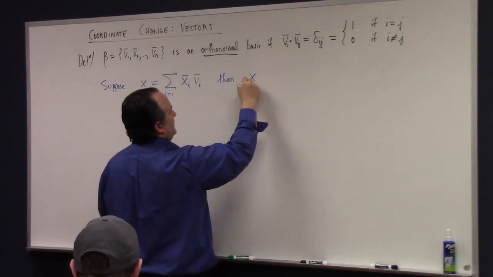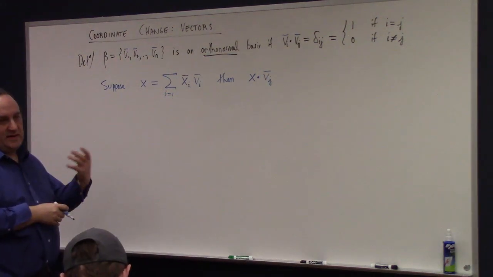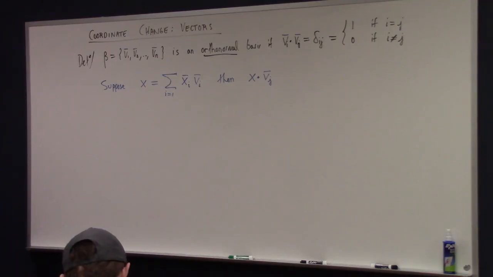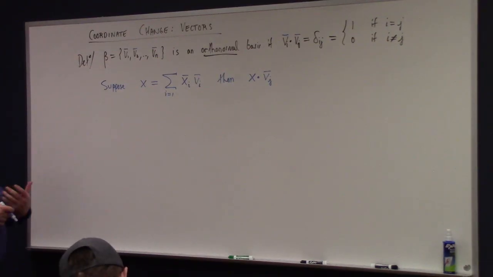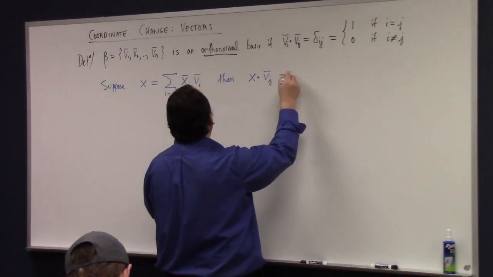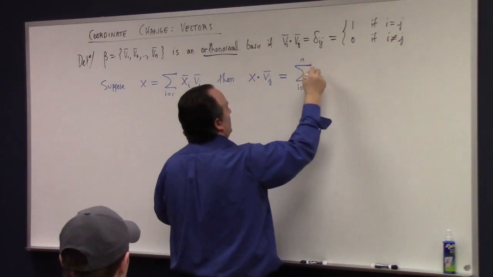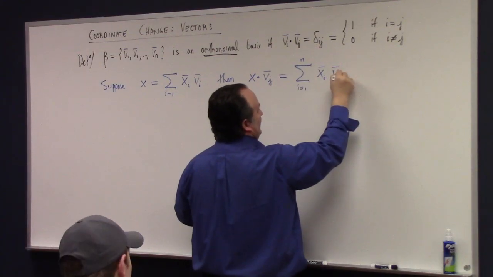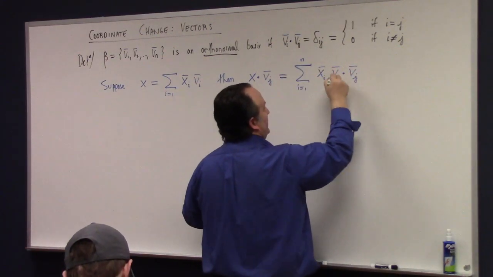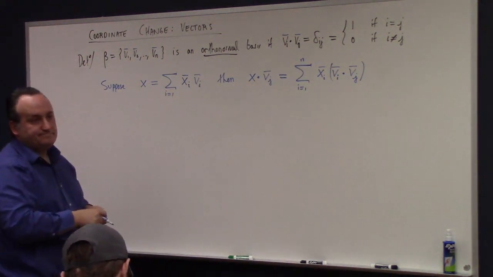Check this out. If we take x dot v bar j, this is the dot product. We know the dot product, right? We've been doing dot products for matrix multiplication ad nauseum. You guys know what the dot product is. Some of you are in Calc 3, so you know better, right? Then this is the sum, i equals 1 to n, of x bar i v bar i dot v bar j, using properties of the dot product to bring this dot product inside the summation, all right?